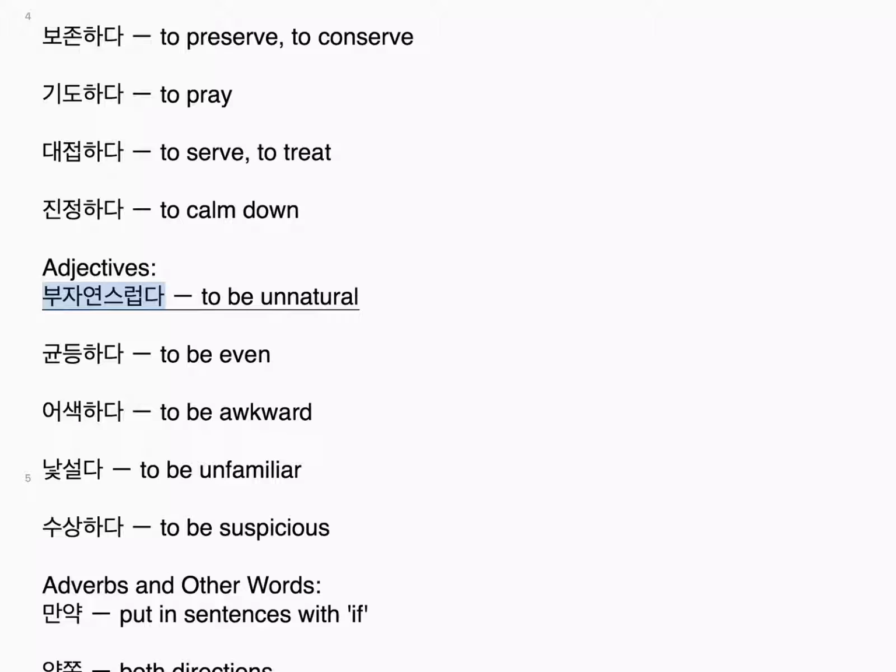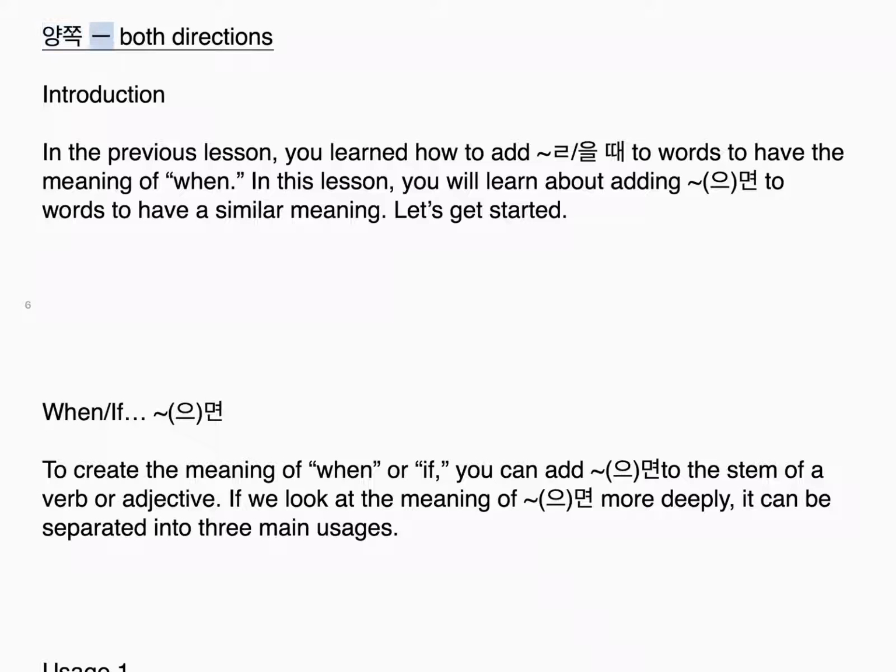Adjectives. 부자연스럽다, to be unnatural. 균등하다, to be even. 어색하다, to be awkward. 낯설다, to be unfamiliar. 수상하다, to be suspicious. Adverbs and other words. 만약, put in sentences with if. 양쪽, both directions.